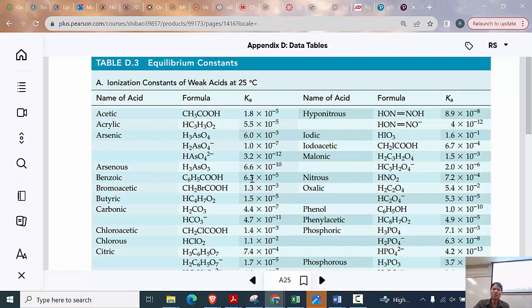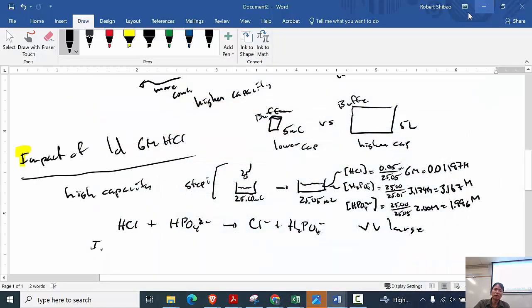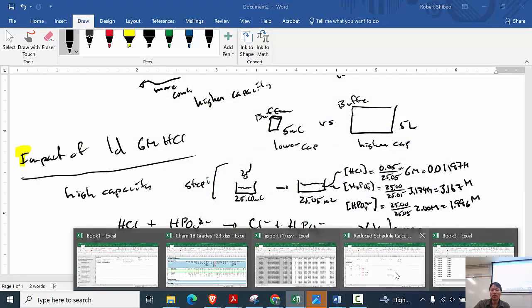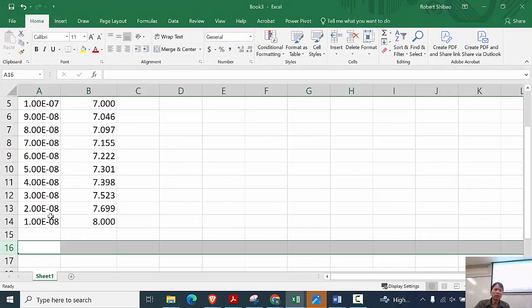So if I have 6.3 times 10 to the minus 5, I would think, okay, that's getting close to 10 times 10 to the minus 5. 10 times 10 to the minus 5 would be 4. So this would be a pKa of 4. So I would think this is getting closer to pKa of 4 versus 5. It's closer to 4 than 5. And so I go back over here and I go, okay, 6.3 times 10 to the minus 5.